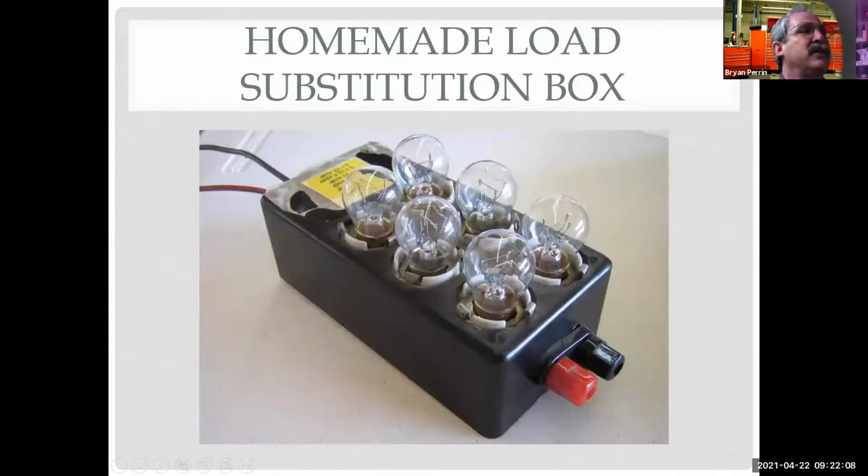Here's a homemade substitution box that we built. And this is kind of a fun project. And what this is, 6 1157 light bulbs. And we hook this in place of a load on the circuit. So do I have enough power to power my solenoid or power my window motor? Well, guess what? I can unplug the window motor, plug this in.